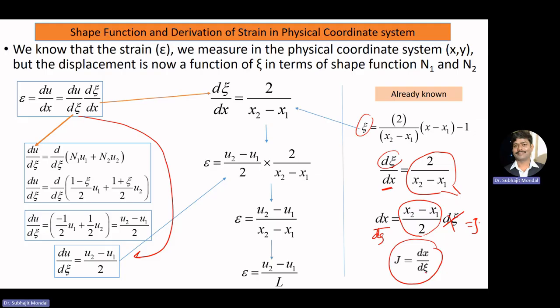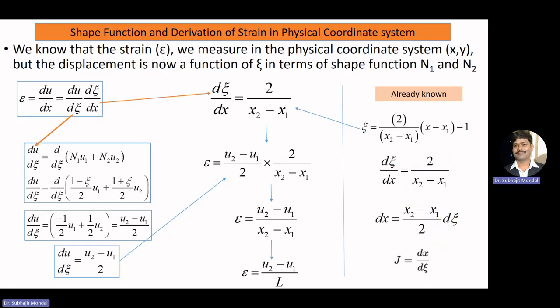Okay, so here from the relationship between the xi and the x, we can obtain dxi by dx, which is required for our chain rule, and dx by dxi is the Jacobian for 1D bar element. Now what we can do, we can basically try to get the strain, which is nothing but du by dxi times dxi by dx.